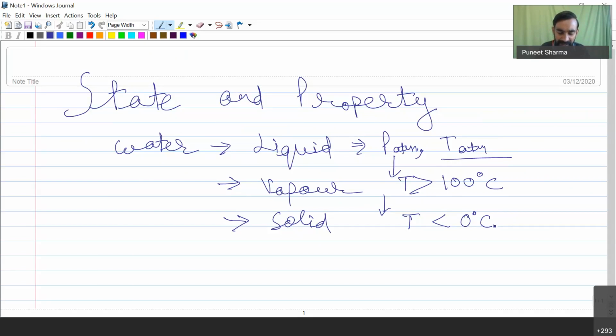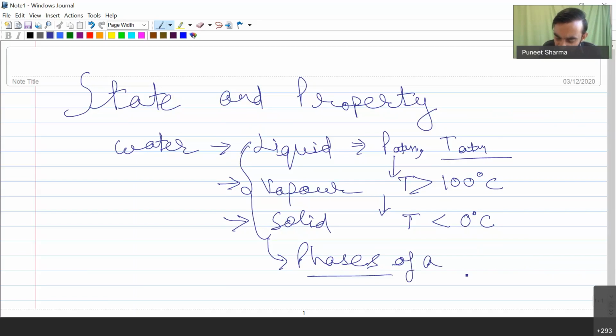So we can call solid one phase, and liquid, because within the liquid itself water is homogeneous, a homogeneous phase. These individual states where water exists as solid, liquid or vapor, we call different phases of water. So these are called different phases of a substance. In this example, we have water as the substance, so we call these different phases of this particular substance.